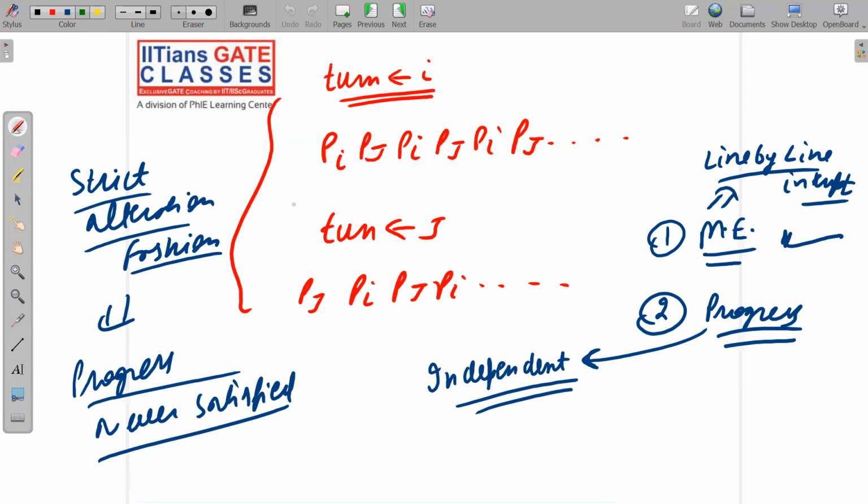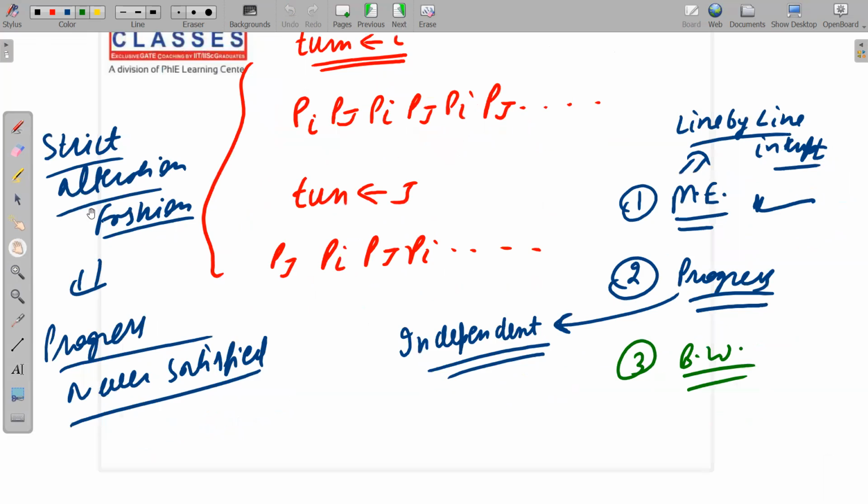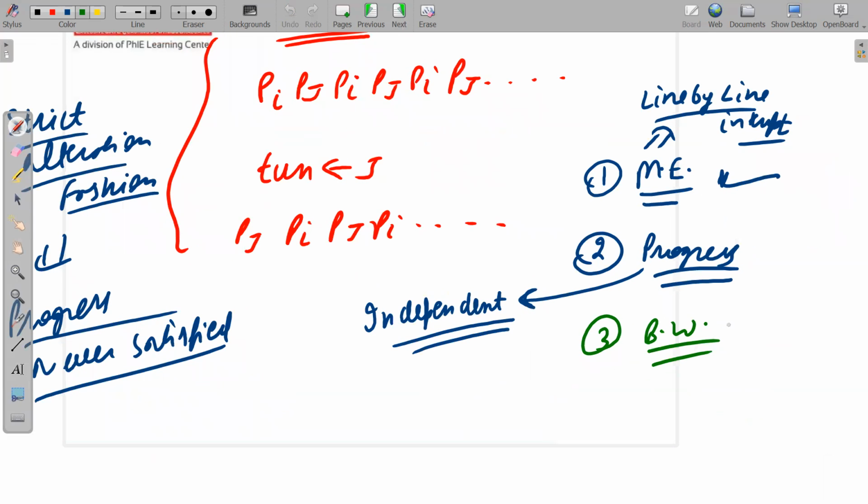Third is bounded waiting. Let me check whether bounded waiting is satisfied or not. So how to check bounded waiting? Let me tell you this thing. For bounded waiting, I will use the idea that imagine one process is in CS.